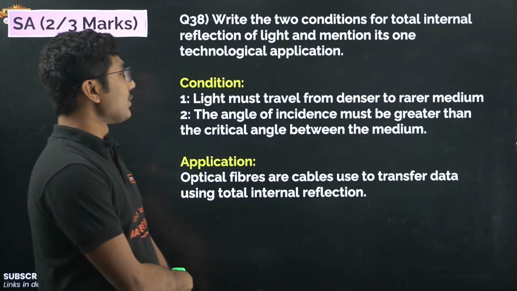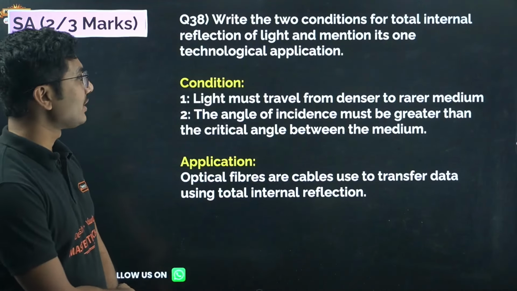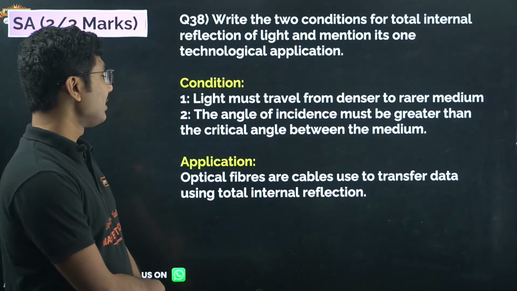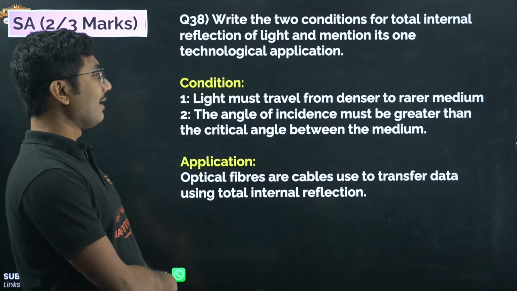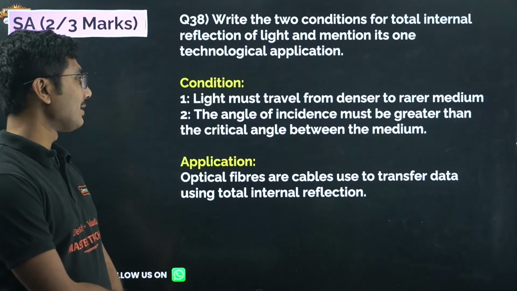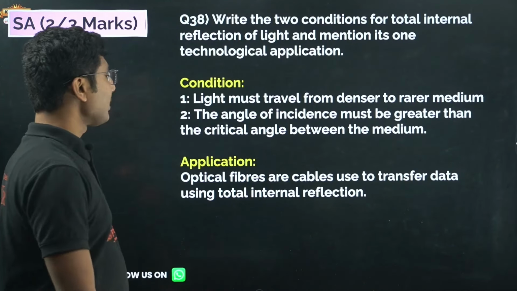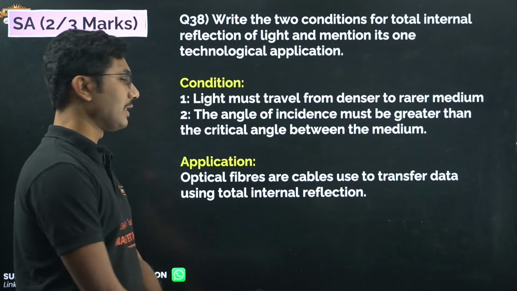Write the two conditions for total internal reflection of light and mention its one technological application. So light must travel from a denser medium to a rarer medium. The angle of incidence must be greater than the critical angle between the media. Application: optical fibers or cables are used to transfer data using total internal reflection.